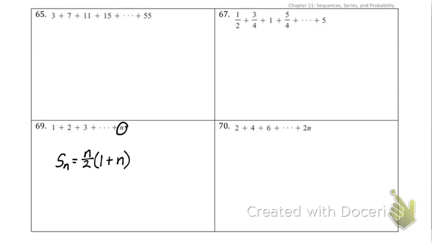Okay, so don't worry about 69 and 70. I put them in the wrong place, and I didn't really give you the directions. But if you're required to come up with the sum, that's what it looked like. All right, other questions?